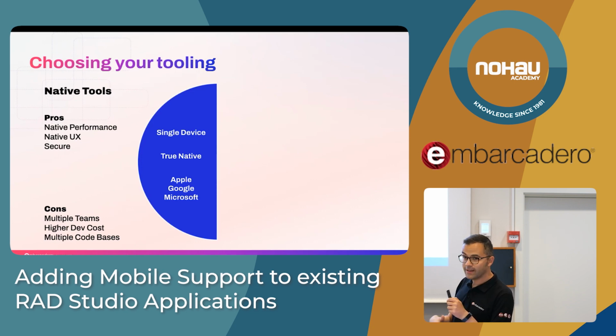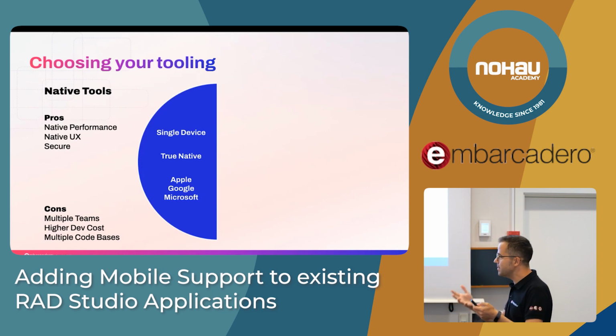If you want to implement a new feature, you need to coordinate two different teams to develop the same feature and to make it look the same, so it's cohesive.